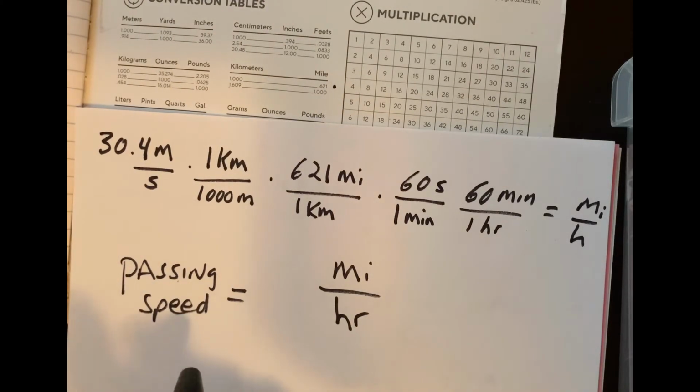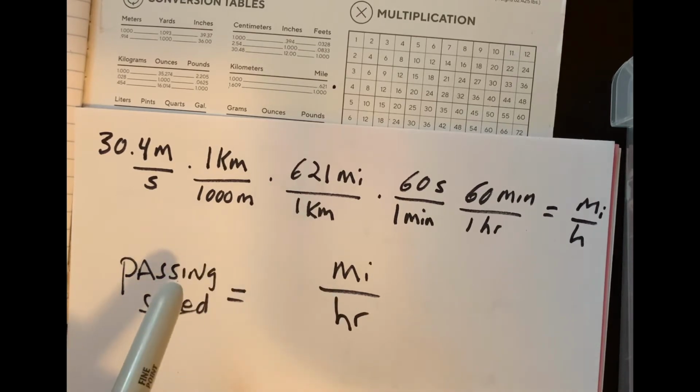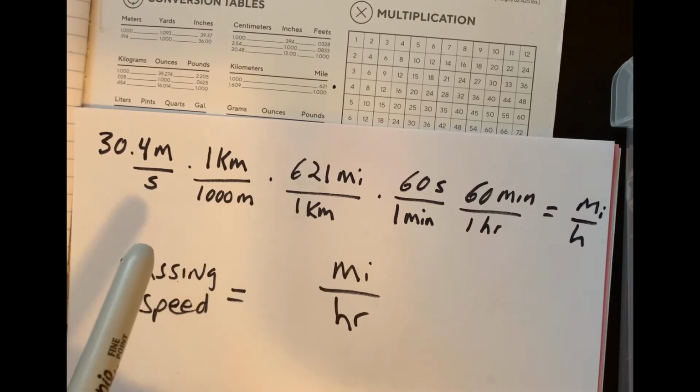Okay, for the second part of the problem, what we need to do is convert the final speed, the passing speed, from meters per second to miles per hour, and we're going to use dimensional analysis to do this. So I set it up for you. I'm just going to walk you through it to show you how this works out.